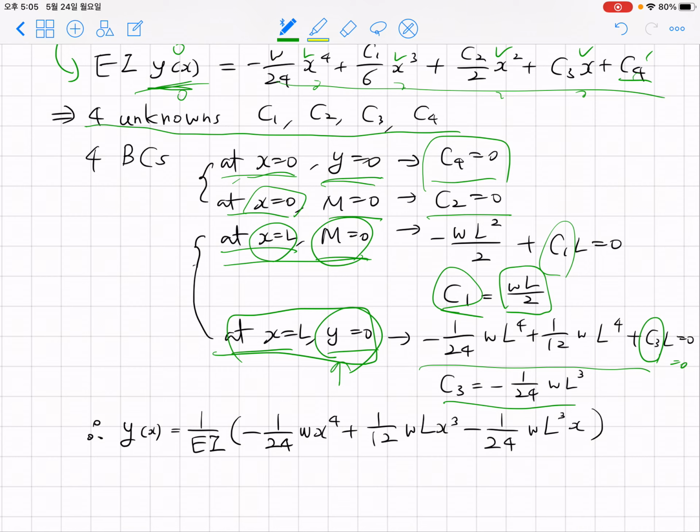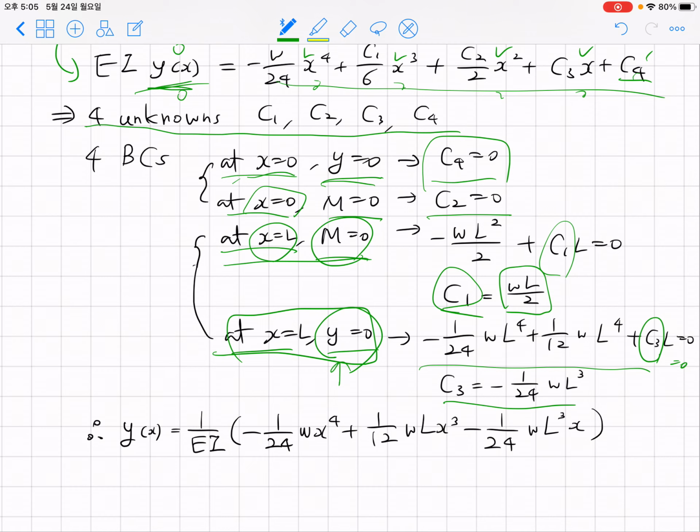So this is how you approach the quadruple integration method. After identifying 4 unknowns, you have to identify 4 independent boundary conditions, and because this is a system of 4 linear equations, you are always guaranteed to find the unknowns.